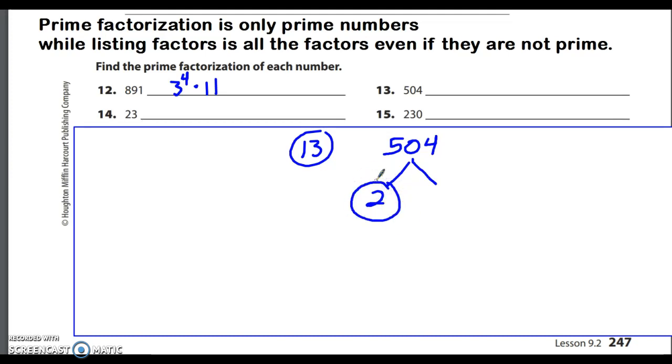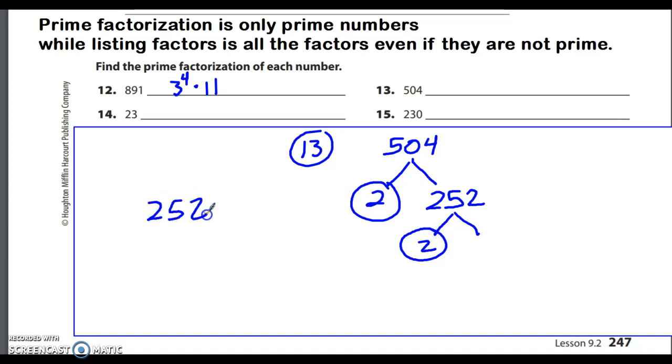Now if you can't do this mentally, you need to go over here and do 504 divided by 2. I can do this mentally because dividing by 2 means just to split right in half. And this is easy to split in half because it's almost close to 500. And 500 split in half would be 250. And 4 split in half would be 2. So the answer is 252. And 252 is divisible by 2 because it's an even number. Even numbers are divisible by 2.